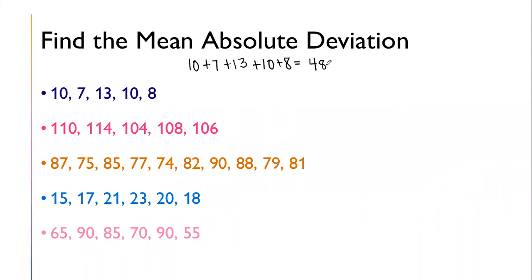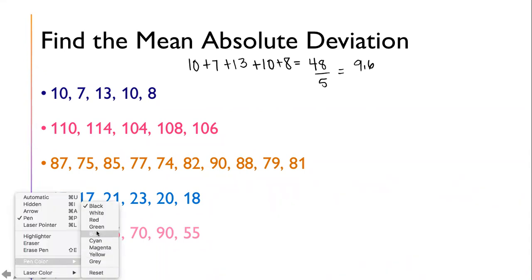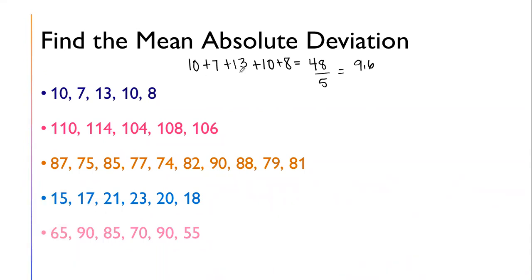That will give me 48. So 10 plus 7 plus 13 plus 10 plus 8. And yes, if a number repeats, you do still include that number. So 10 plus 7 plus 13 plus 10 plus 8 is 48. Divide that by 5 because there's 5 numbers: 1, 2, 3, 4, 5. And that will give me 9.6. That is not my answer. That is the mean of the data.